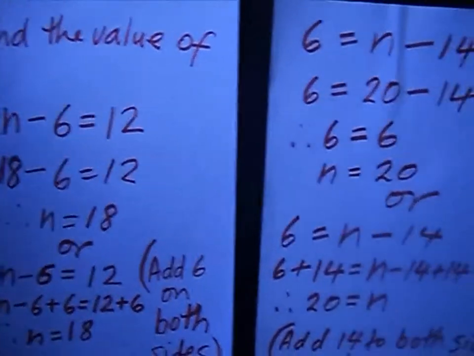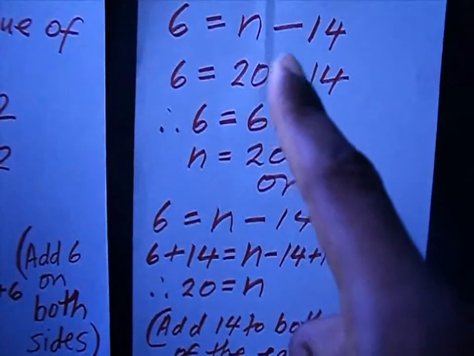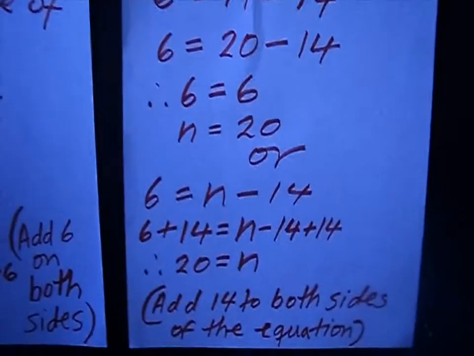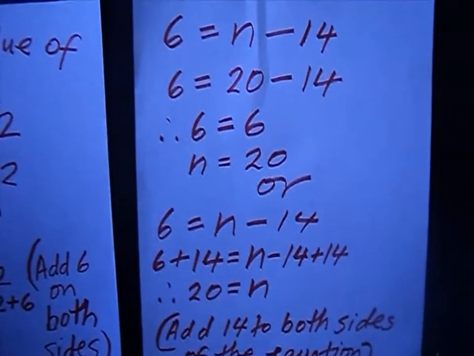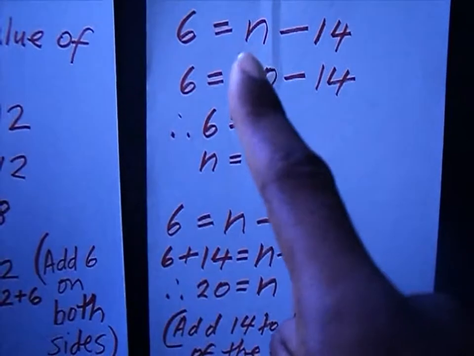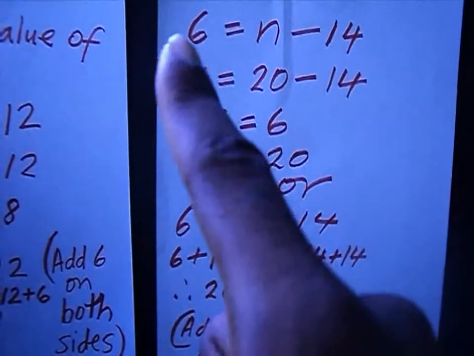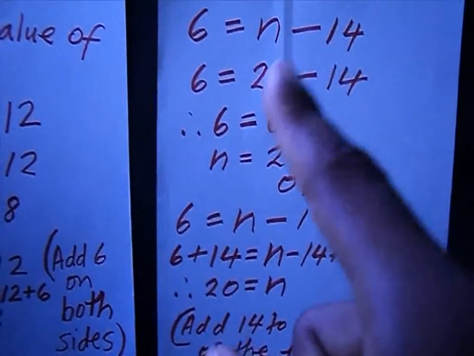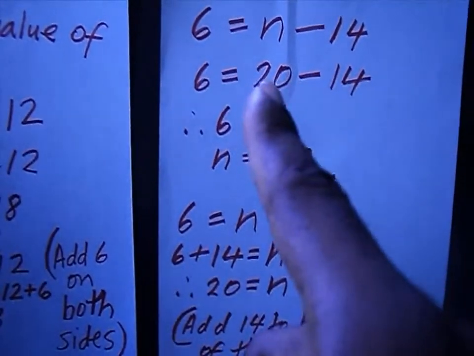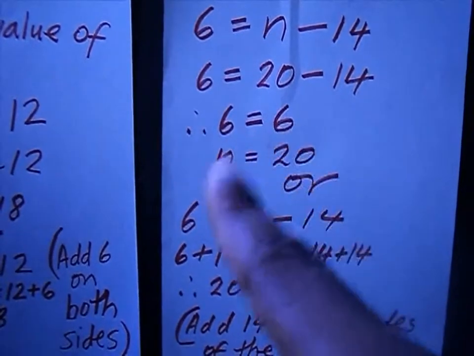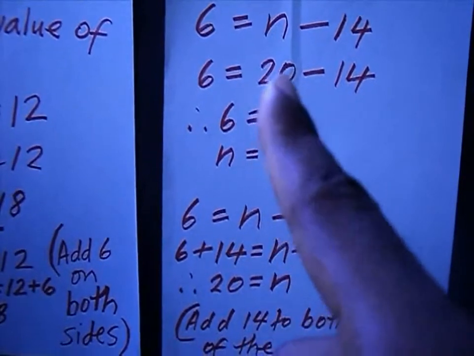Another example here. 6 is equal to n minus 14. Okay, 6 equals n minus 14. And you say to yourself, what number, when 14 is subtracted from it, gives me 6? What you can do is just add the 6 plus the 14. You're going to get 20. And then work it out to see if you're going to get 6. So 14 from 20 is equal to 6. So 6 is equal to 6. Therefore n here is equal to 20.